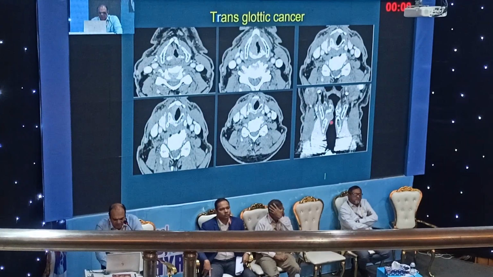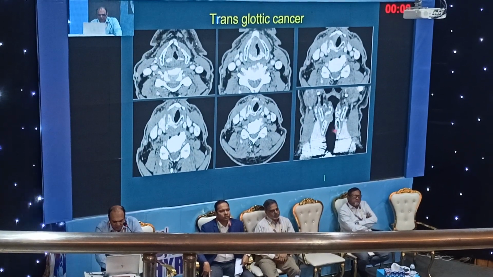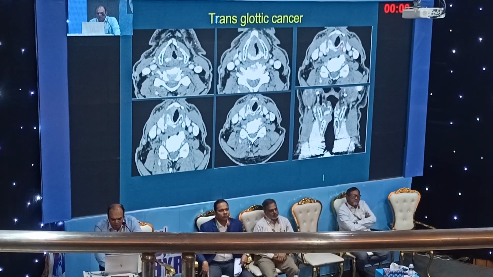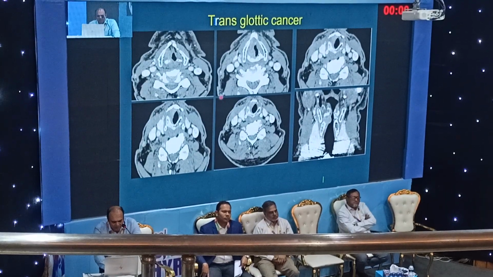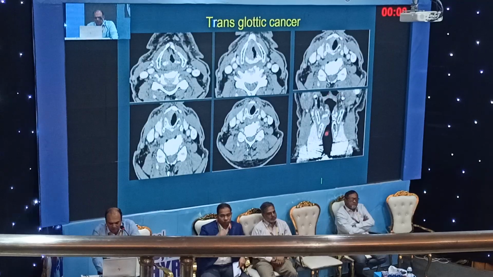Here you can see subglottic extension, and you can see soft tissue. No soft tissue here. There is soft tissue here. So that is a subglottic extension. The inner cortex involvement is there. Paraglottic fat involvement is there, and subglottic extension is present. And the lesion also has a transglottic extension from here to the subglottis.